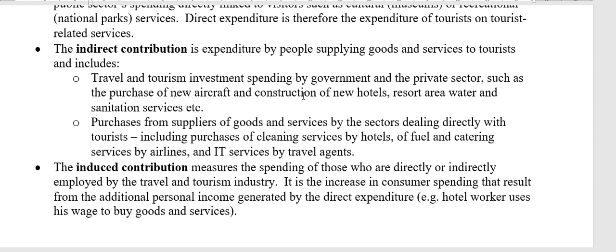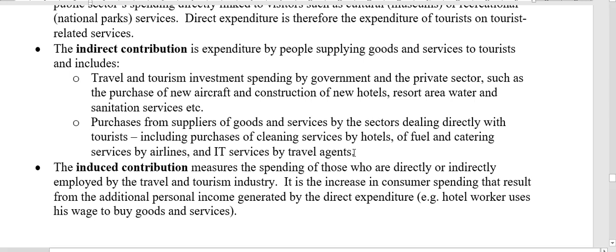If I decide I'm going to build a new hotel, a new holiday resort, a new restaurant that caters for these tourists, all of these things will be part of the indirect contribution. We are spending money to improve the infrastructure to attract the tourists to come. It's not directly for tourism, it is an indirect contribution.